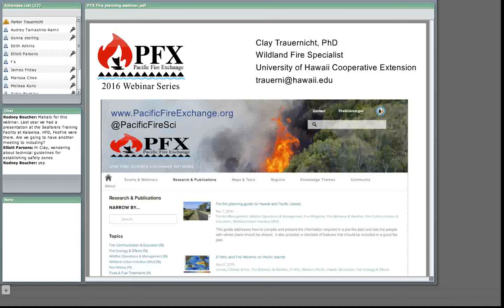And Elliot Parsons, how you doing, Elliot? Said, I'm wondering about technical guidelines for establishing safety zones. So yes, there are technical guidelines for establishing safety zones. And this has come out of the Missoula Fire Lab. They just released.